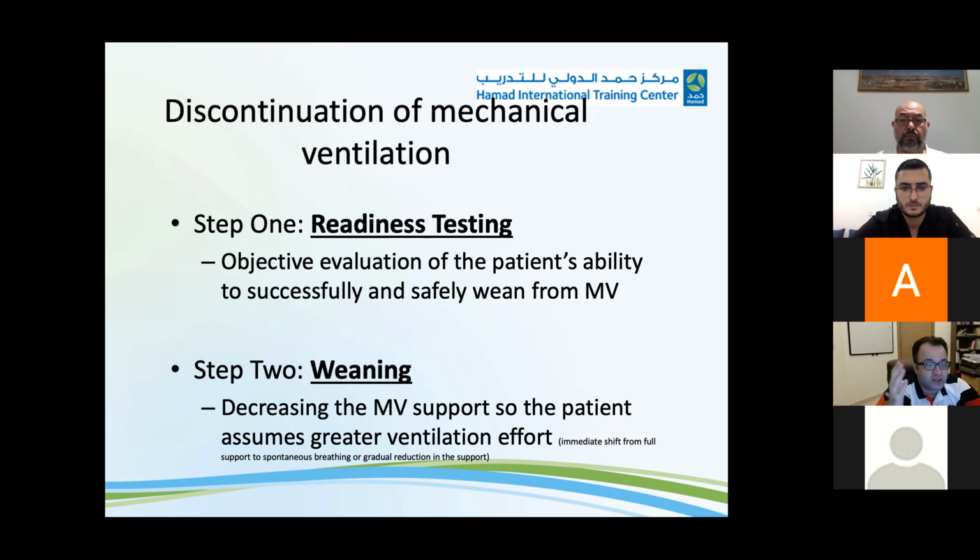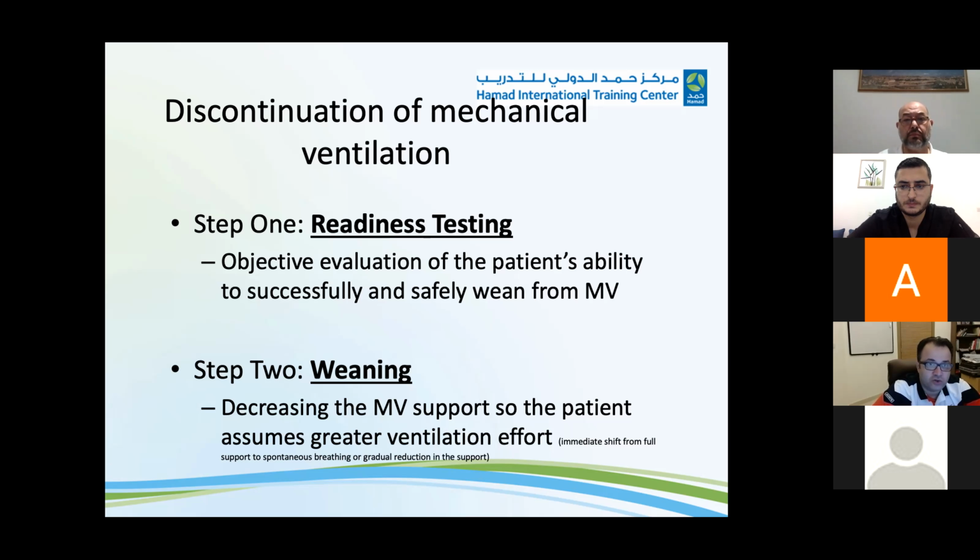Or it can be the immediate shift from full support to spontaneous breathing. For example, the patient is on CMV, and then you come in the morning, he is more awake, you stop the sedation, they look really good, and you just put them on T-piece or the minimal pressure support and extubate them in 30 minutes. This is also possible. So weaning doesn't have to mean several days.